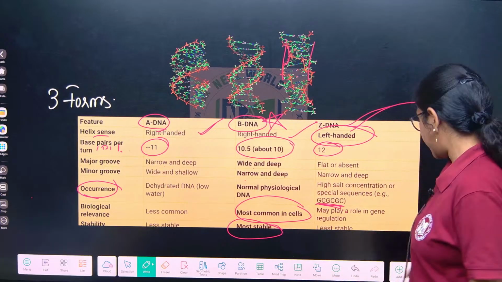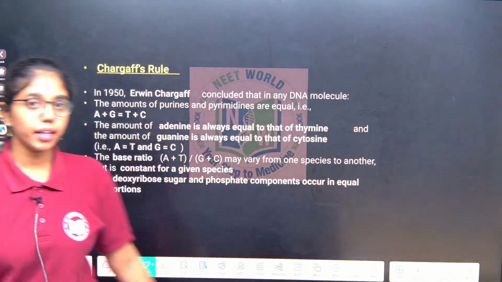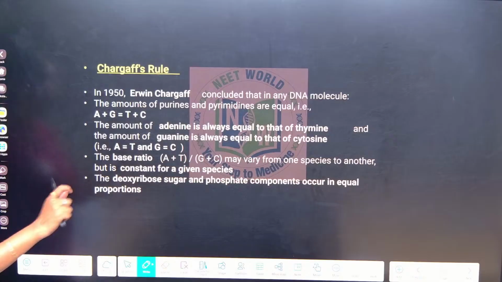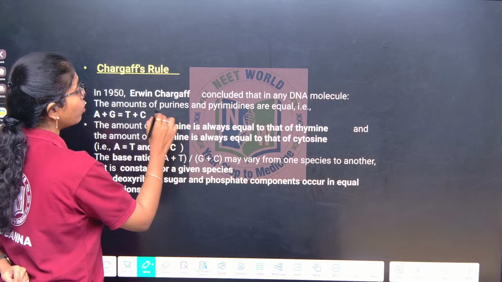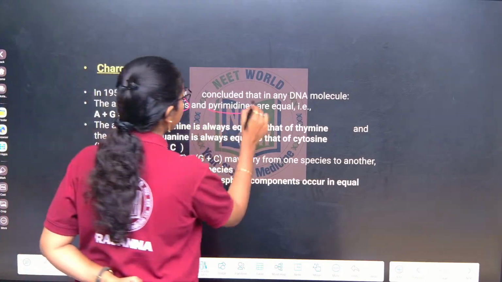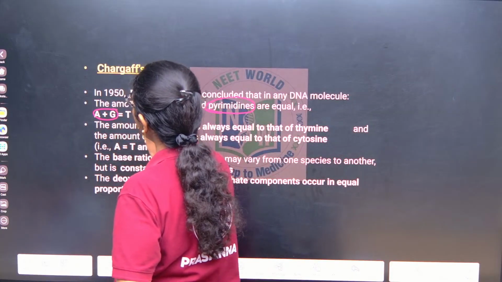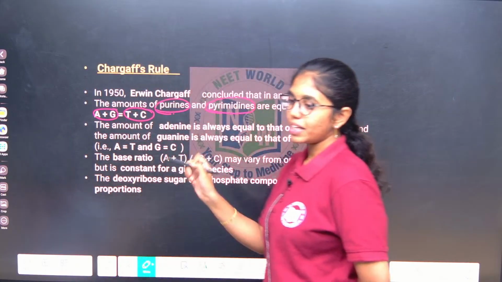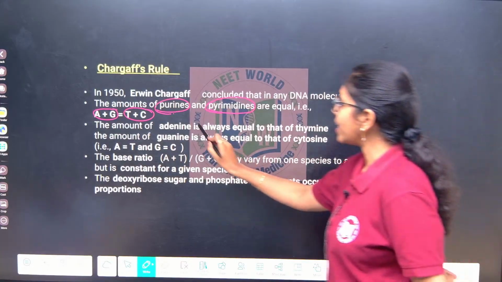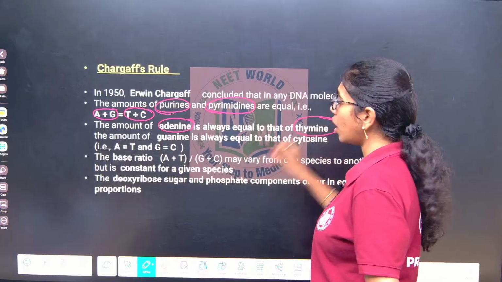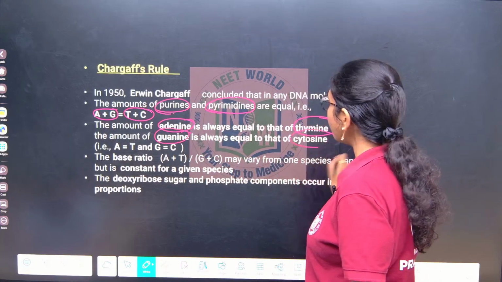Okay. Here, Erwin Chargaff in the year 1950 proposed a few propositions. First is, in a double stranded DNA, the amount of purines will be equal to the amount of pyrimidines. That is, the amount of purines A plus G will be equal to the amount of pyrimidines T plus C, thymine and cytosine, in a double stranded DNA. The amount of adenine will always be equal to the amount of thymine. The amount of guanine is always equal to the amount of cytosine.